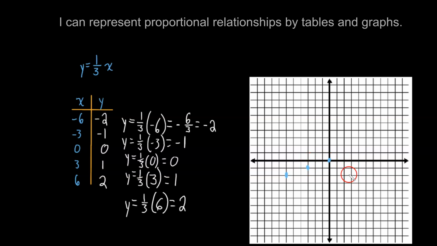That's right there. 3, 1. So we go over 1, 2, 3, and up 1. And 6, 2, so go 1, 2, 3, 4, 5, 6, and up 1, 2. So here we go. So this is our graph right here. So that's it for the video. I hope after watching this and getting in a little bit of practice, you can say, I can represent proportional relationships by tables and graphs.